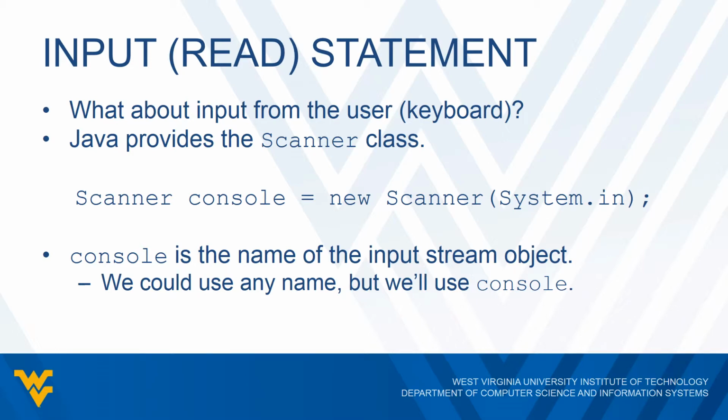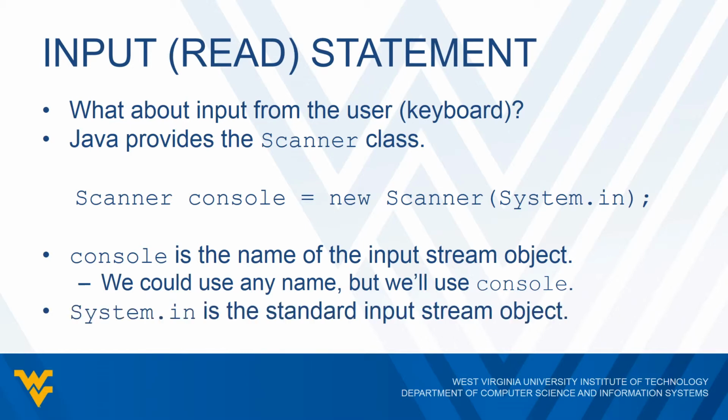We can use Scanner keyboard. We can use Scanner x if we wanted to. But to keep things consistent, we are going to use console as the name of our input stream object. The new Scanner part will create a new object of that class. And if you don't know what that means, like I said, don't worry about it. We will talk about what it means to create objects of classes, but it's a way of storing something in our console, and we'll use this later on for our input.